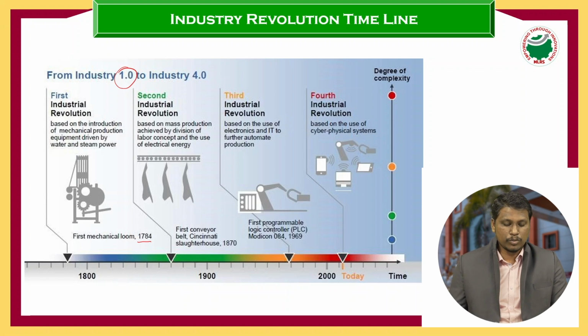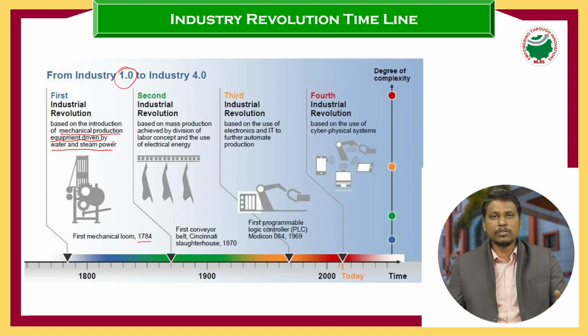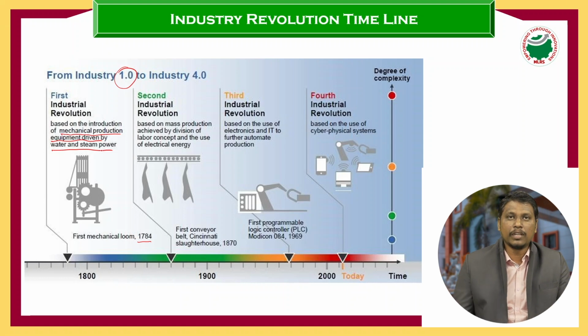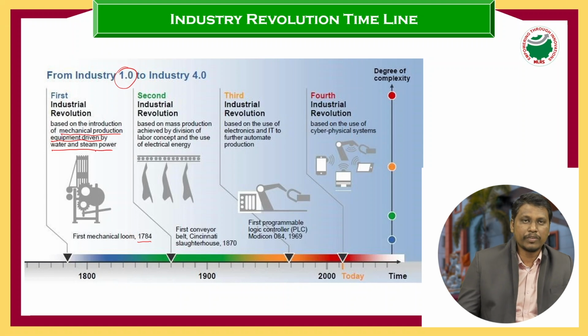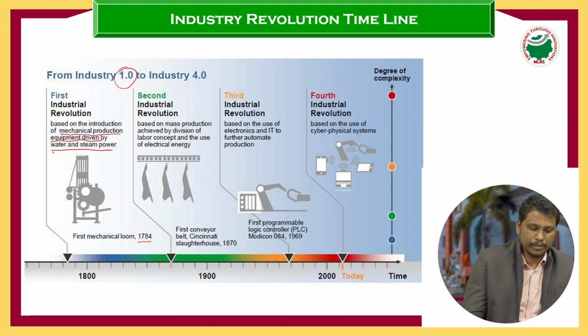During this time, what important things happened? Mechanical production equipment was driven by water and steam power. Basically, by using some basic engineering mechanisms, they produced steam power, and by using the steam power they generated power, electricity. In that way it happened.